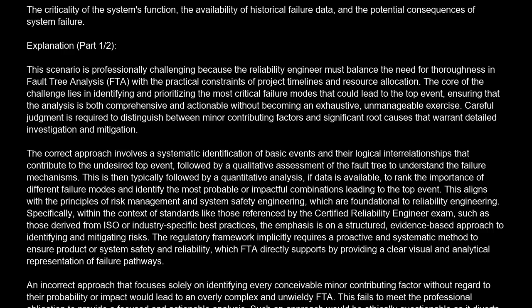This aligns with the principles of risk management and system safety engineering, which are foundational to reliability engineering. Specifically, within the context of standards like those referenced by the Certified Reliability Engineer exam, such as those derived from ISO or industry-specific best practices, the emphasis is on a structured, evidence-based approach to identifying and mitigating risks. The regulatory framework implicitly requires a proactive and systematic method to ensure product or system safety and reliability, which FTA directly supports by providing a clear visual and analytical representation of failure pathways.